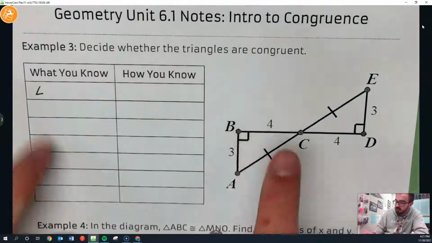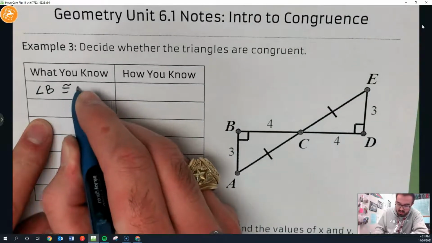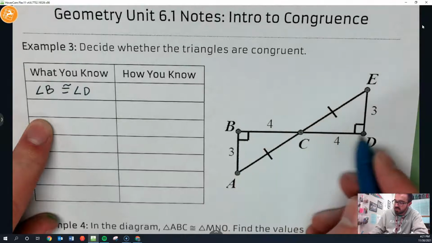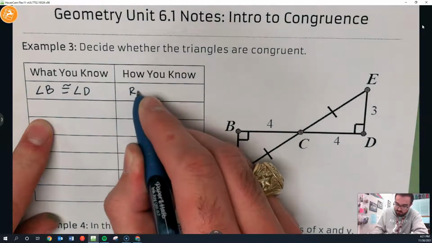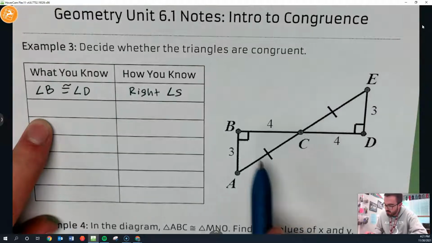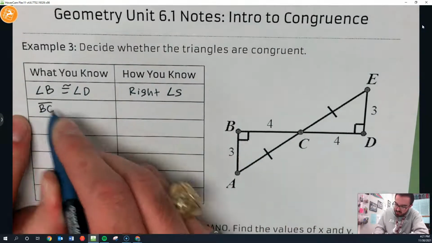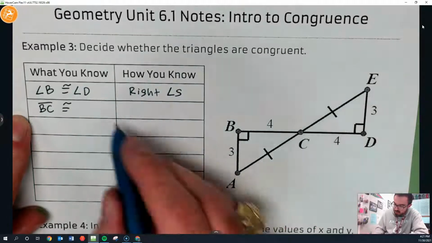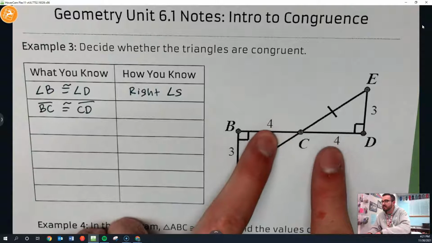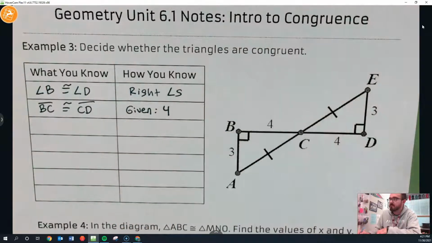I know that angle B, right here, is congruent to angle D. I know that because they're both right angles, right? What else do I know just based on the picture? Well, I know BC right here is congruent to CD. How do I know that? Well, look at our picture. It's given to us. It's said that they are both 4.